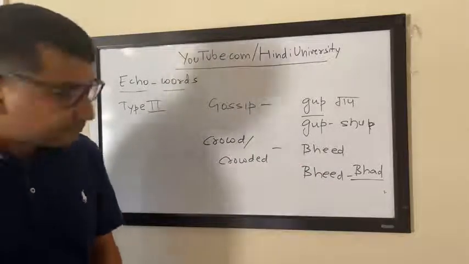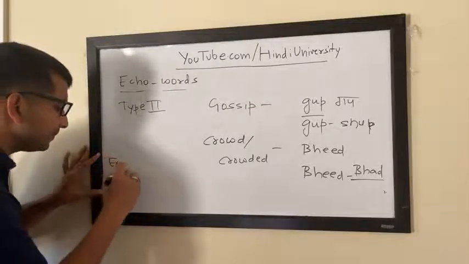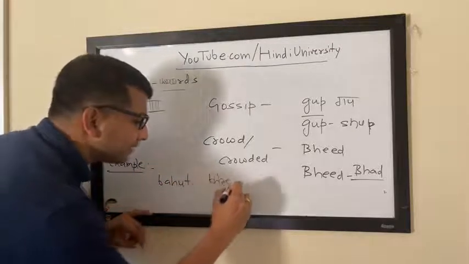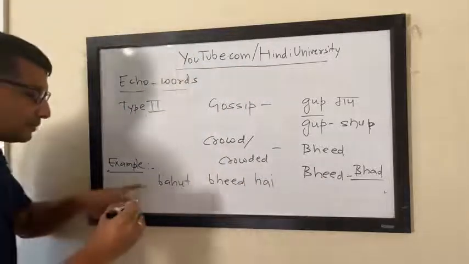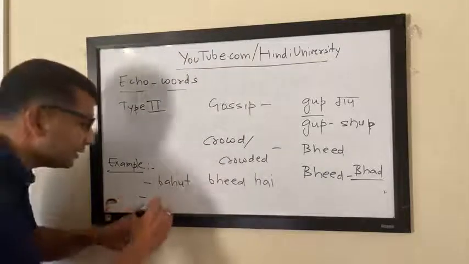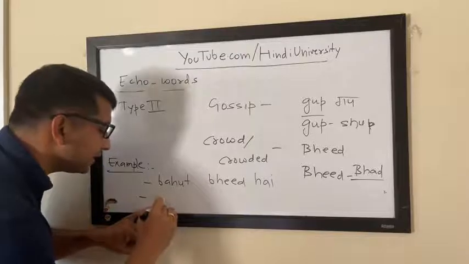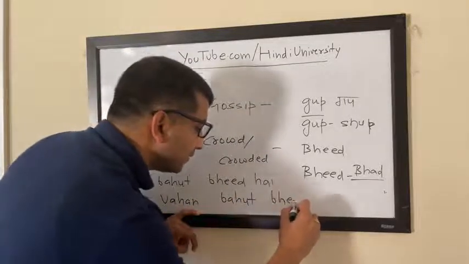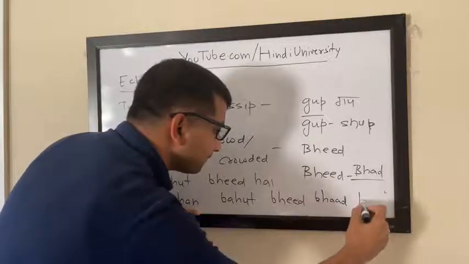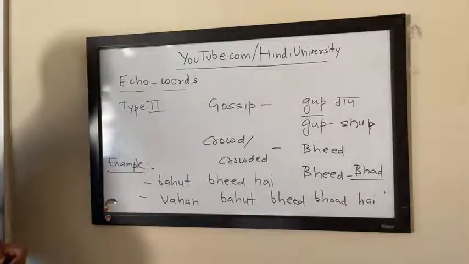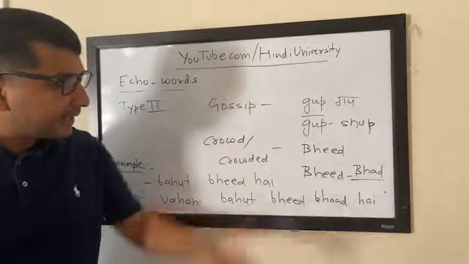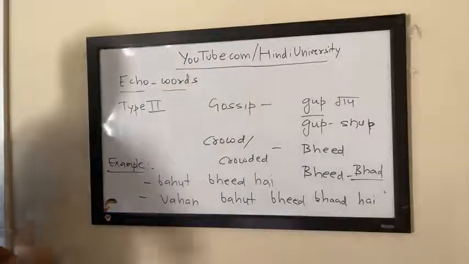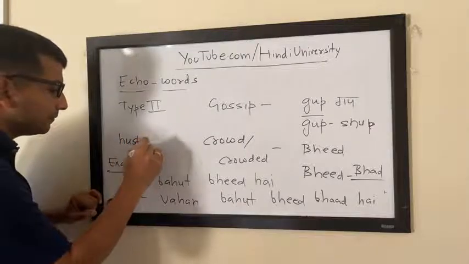Let's say the example would be, you can say वहाँ बहुत भीड़ है, that's very crowded. You could say the same thing but with भीड़ भाड़. वहाँ बहुत भीड़ भाड़ है. Again, it's used so commonly that it became part of the vocabulary. It really means hustle and bustle.